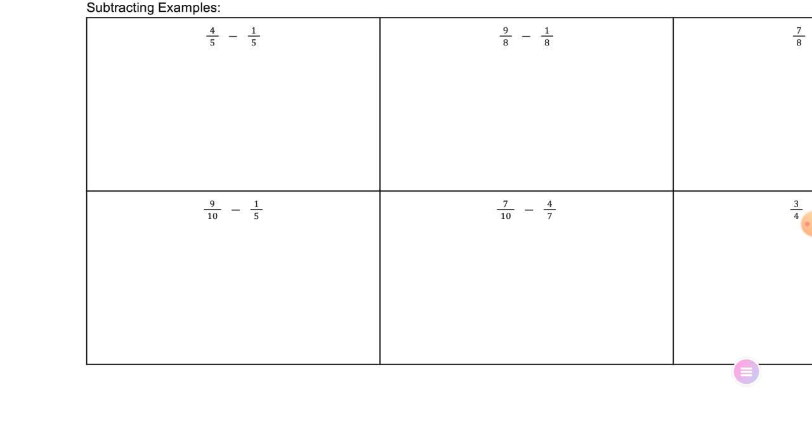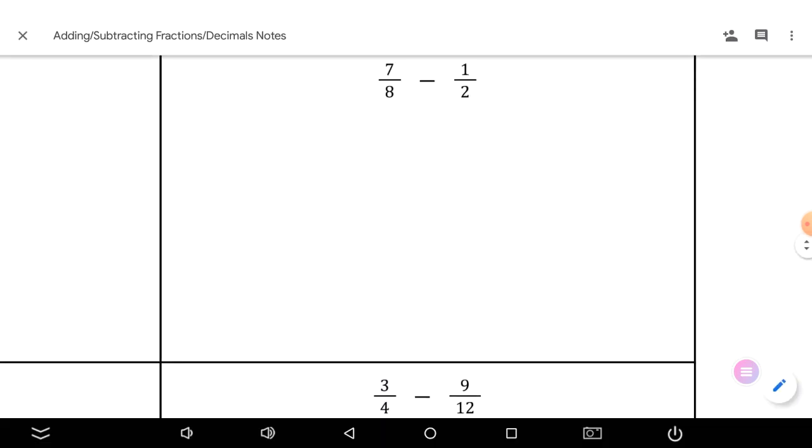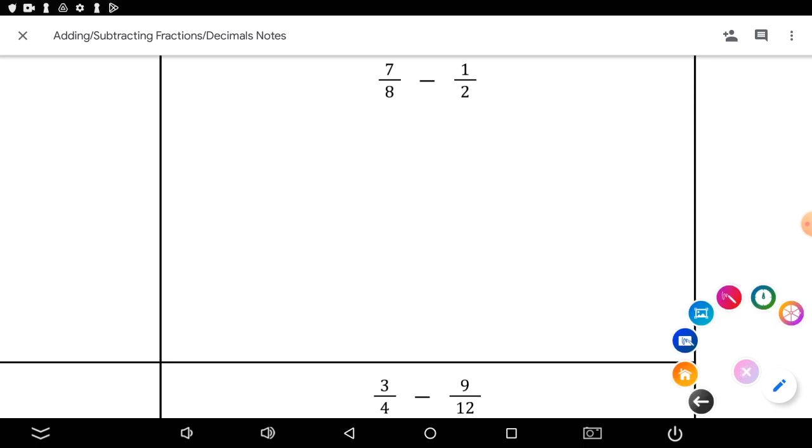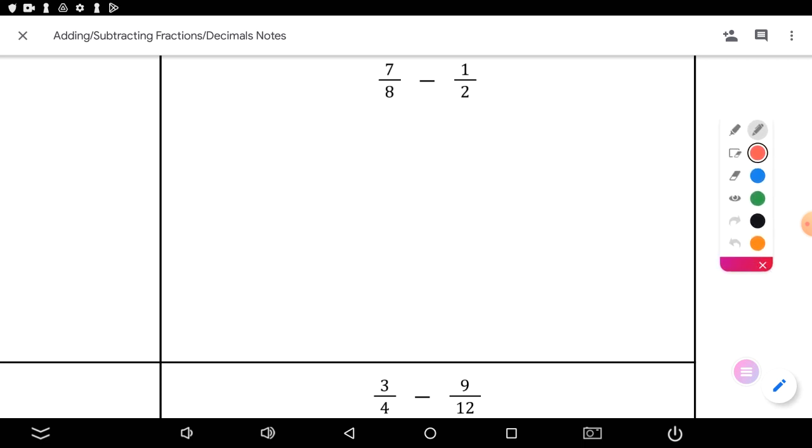On the back, on the subtracting, let's go ahead and do 7/8 minus 1/2. Why can I not currently subtract these two fractions? Emma? Yeah, they're not the same denominator, which means they are not comparable. What can I turn both of those denominators into?